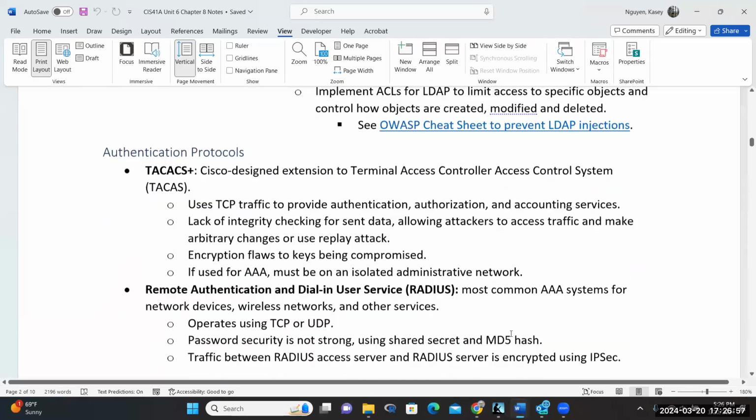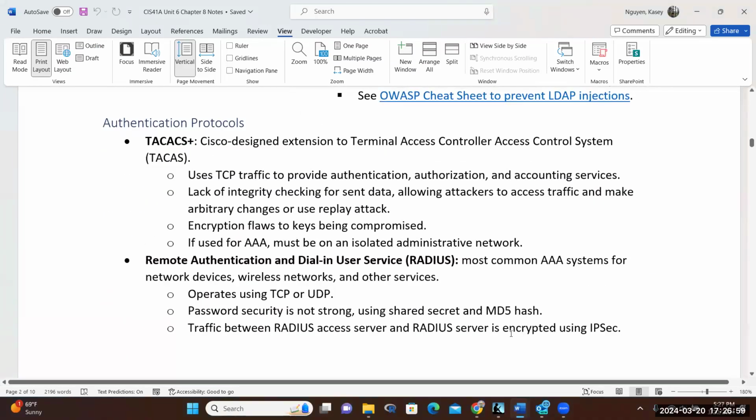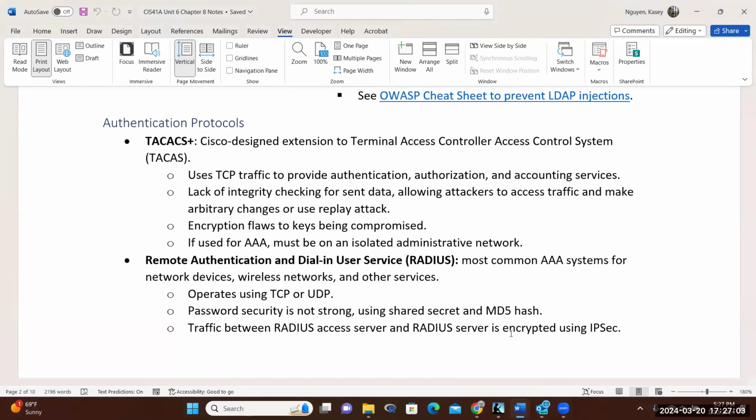notes. So the authentication protocol is next, right? TACACS, and you've probably seen this many times if you have taken some of the security classes. So this particular type of protocol is designed by Cisco. It is used for terminal access. So hence the name Terminal Access Controller Access Control System.